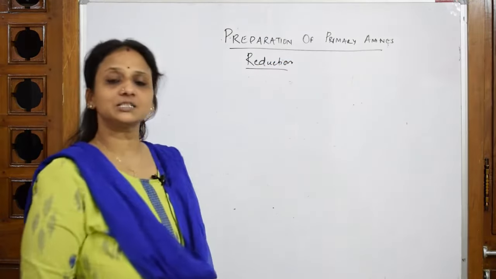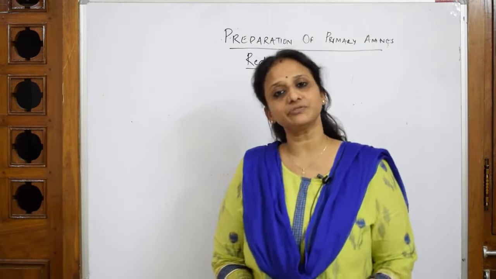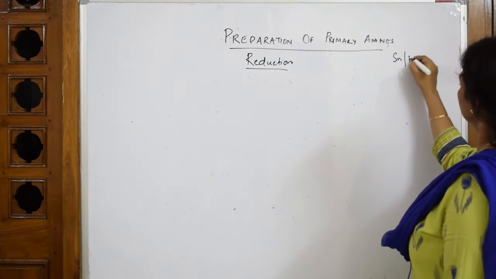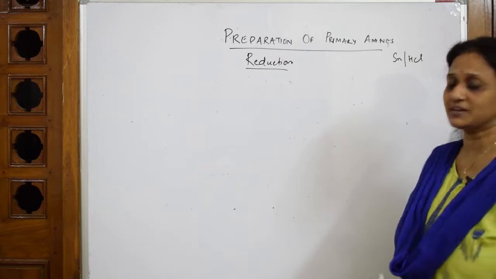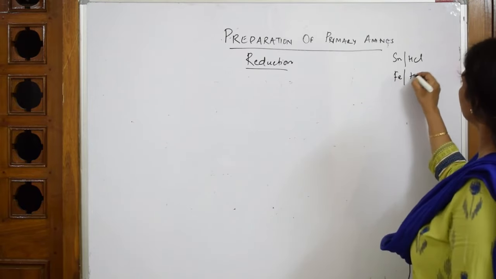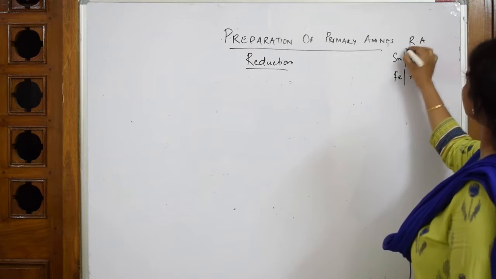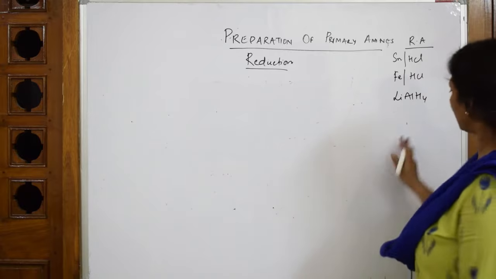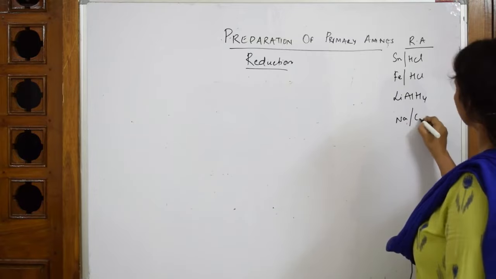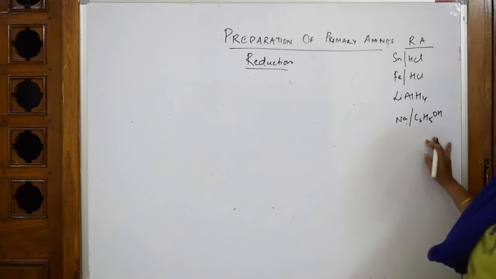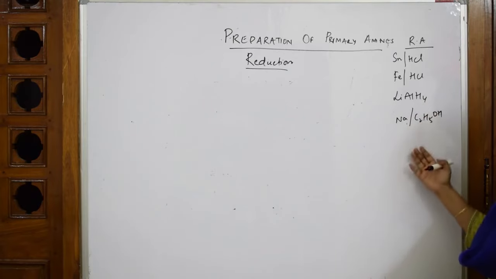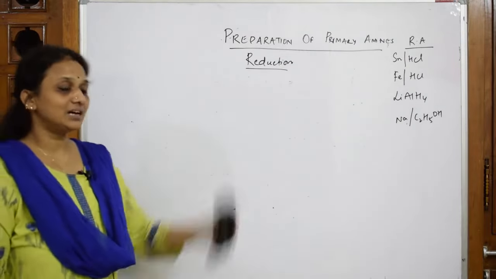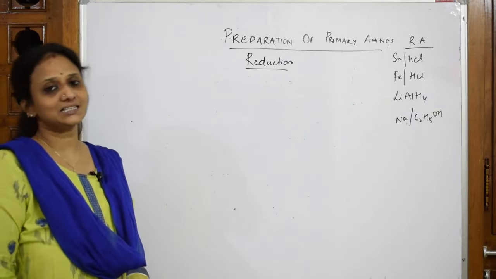Whenever I speak about reduction, I have to basically speak in terms of reducing agents. So what are the different reducing agents I can use? I can use metal in the presence of acid. I can use Fe in the presence of acid. So all these are reducing agents. I can use lithium aluminium hydride as a reducing agent. I can use sodium metal in the presence of ethanol. This is also a reducing agent. So I can use any of these to reduce that particular given compound. With that data, the reducing agents, I'll start my topic.